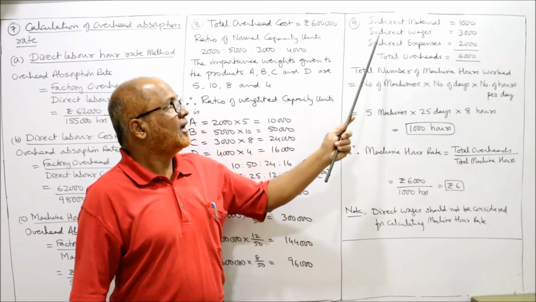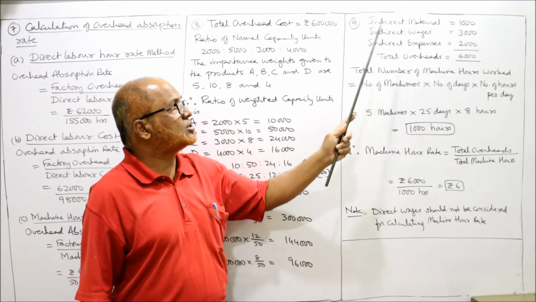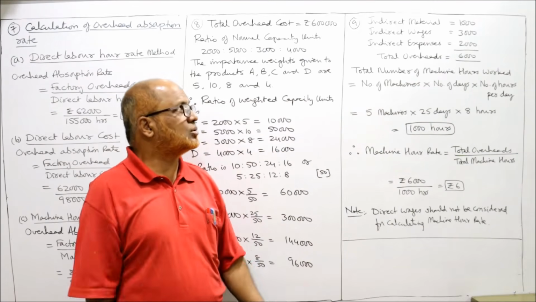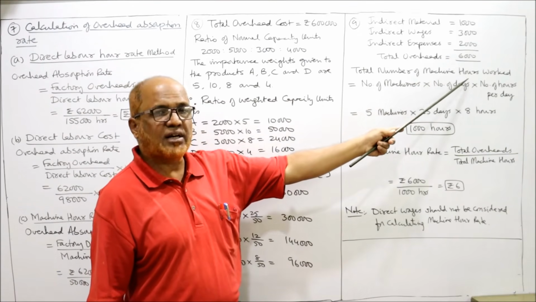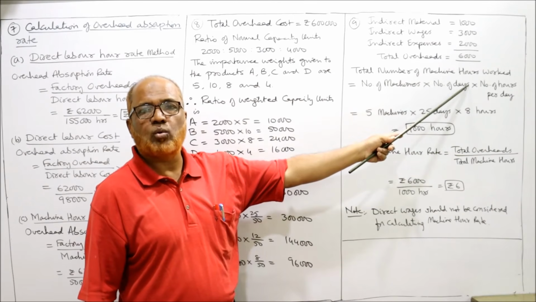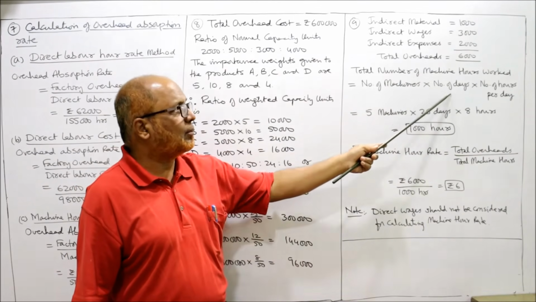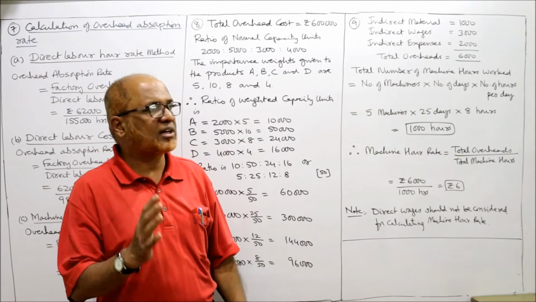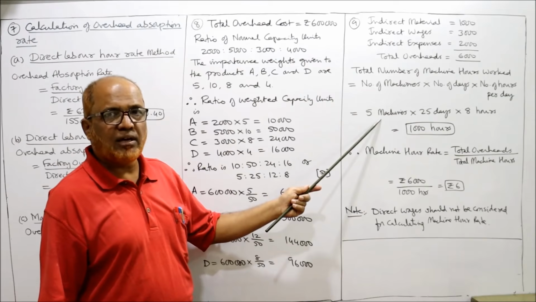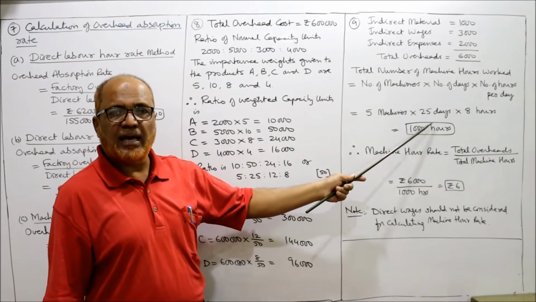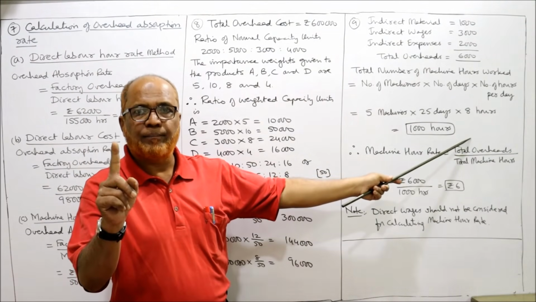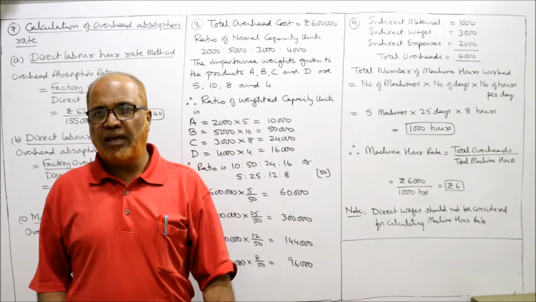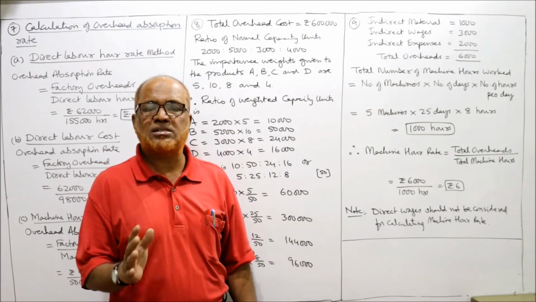So first of all, we take indirect material 1,000, indirect wages 3,000, indirect expenses 2,000. Total overheads are 6,000. Now total machine hours worked. How many machine hours worked in one month? So number of machines into number of days into number of hours worked per day. So 5 machines are working 25 days in a month and 8 hours per day. If you multiply, 1,000 machine hours in 1 month.